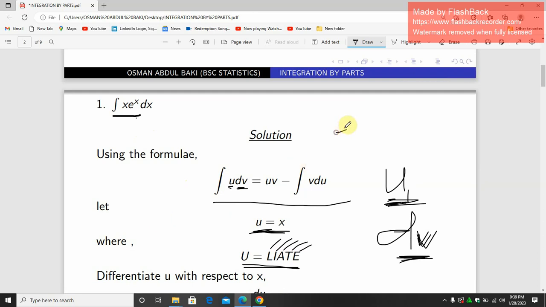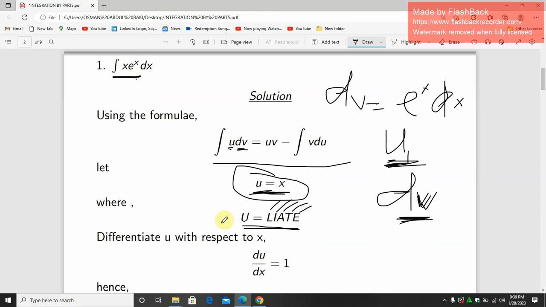So dv is equal to e^x times dx, and u is equal to x. That is the simple way that you can solve this question.